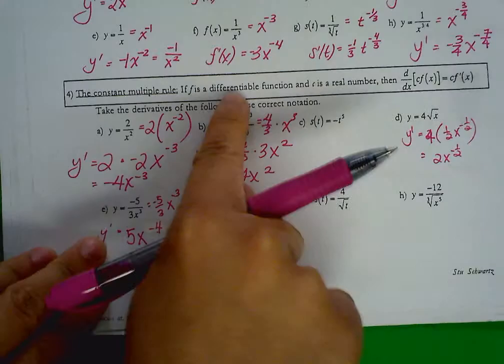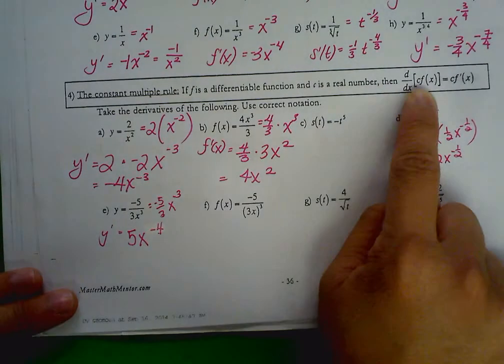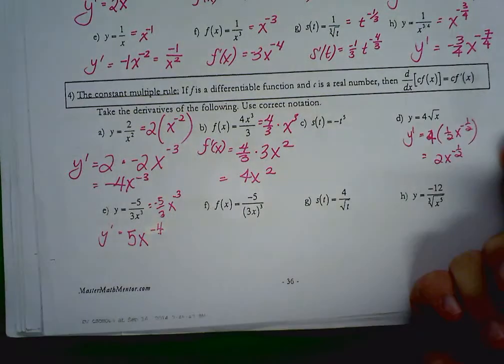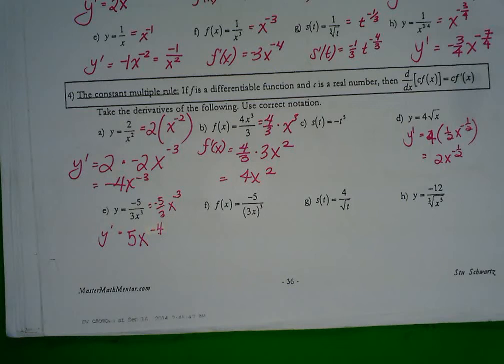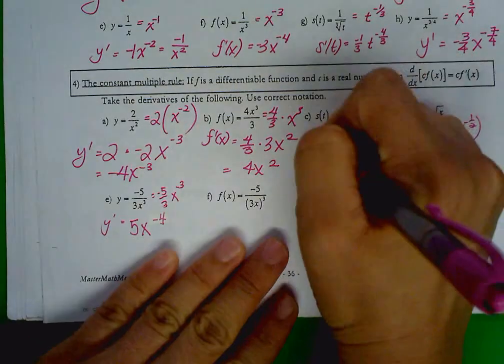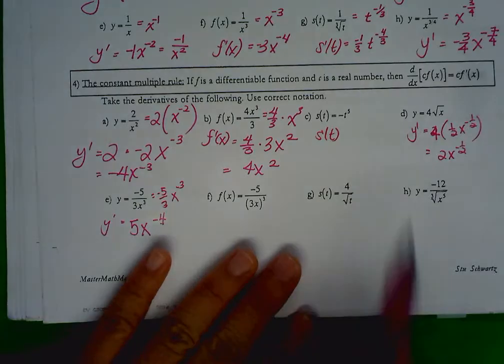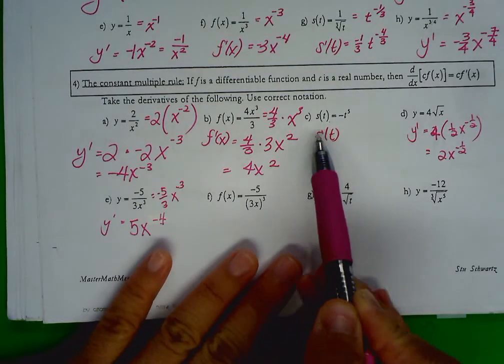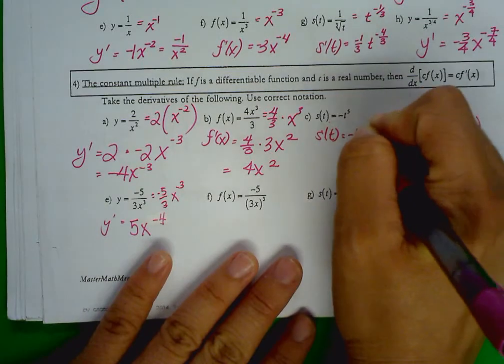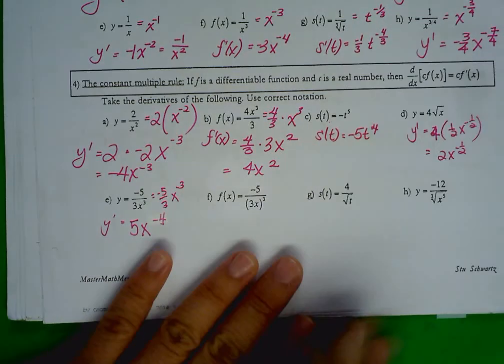And the constant multiple, if you have a differentiable function and c is a real number, then the derivative of a constant times a function is that constant times the derivative of the function. So let's talk about e. Well, okay, here, s prime of t. And make sure you're paying attention to notation, right? So this is s. I'm now doing s prime of t, which is going to be negative 5 times t to the fourth, right?